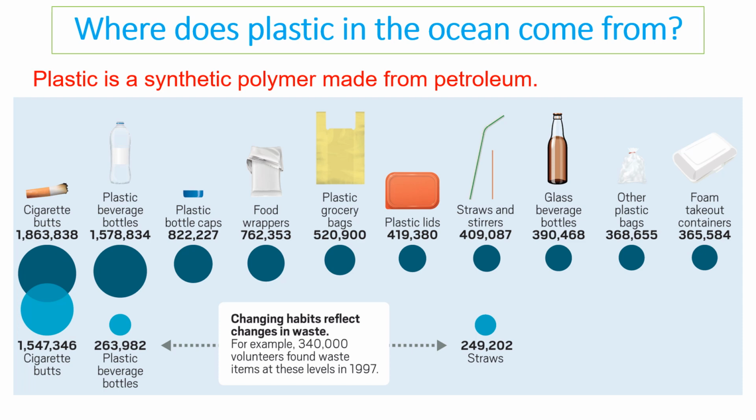So if you look at where the plastic comes from in the oceans, you can see how wide a spread problem it is. Cigarette butts cause a huge amount of issues. Plastic bottles, plastic bottle caps, wrappers, straws, glass bottles, and takeout containers. So all these things cause issues in the ocean.